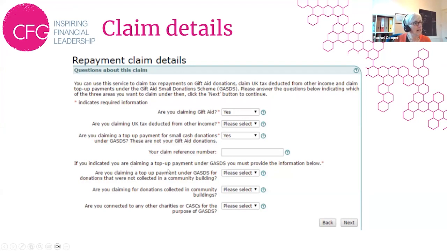And then if you are claiming, the top-up payment is just what they call the Gift Aid small donation scheme. They just call it a top-up payment. It makes it sound like it's something different rather than just a standard Gift Aid small donation scheme, but that's just what they call it every time. And so it's saying, are you collecting it not in a community building, or is it in a community building? And then it talks about connected charities. And if the answers to these questions don't make any sense to you, then it's most likely that your answer is going to be no.